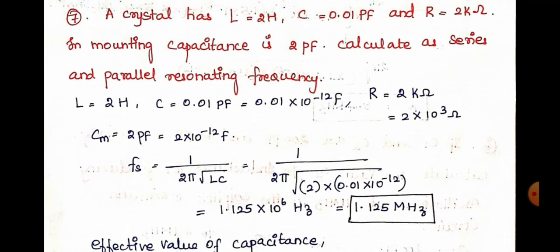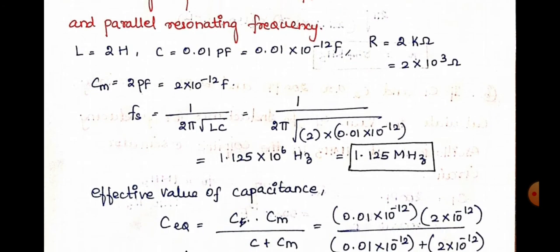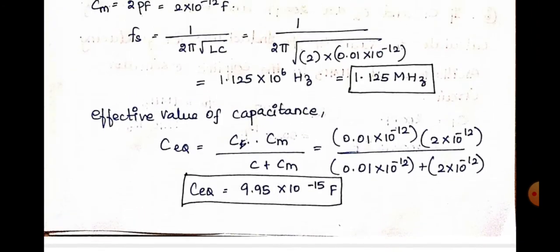Next one is a crystal has L equal to 2 Henry, C equal to 0.01 picofarad, R equal to 2 kilo ohm. Mounting capacitance is 2 picofarad. Calculate the series and the parallel resonating frequency. So to find Fs and Fp, you are going to find out two values.